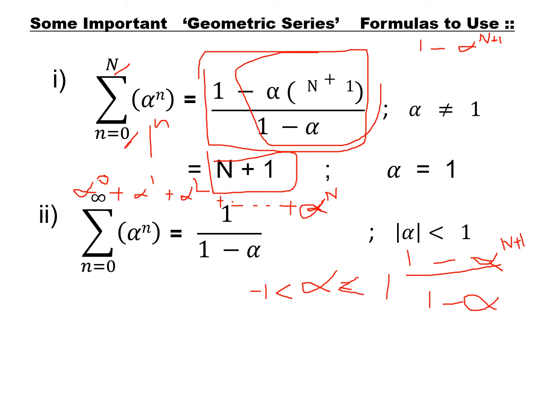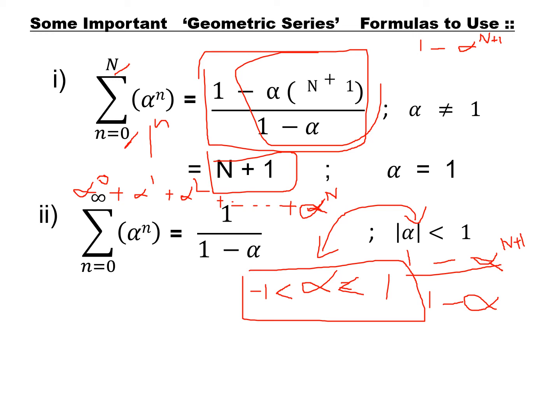If alpha is a fraction, I can either write alpha greater than minus 1 and less than 1, or mod of alpha less than 1. The meaning of these two expressions is the same. If alpha is a negative or positive fraction, then this is the final answer, 1 by 1 minus alpha.